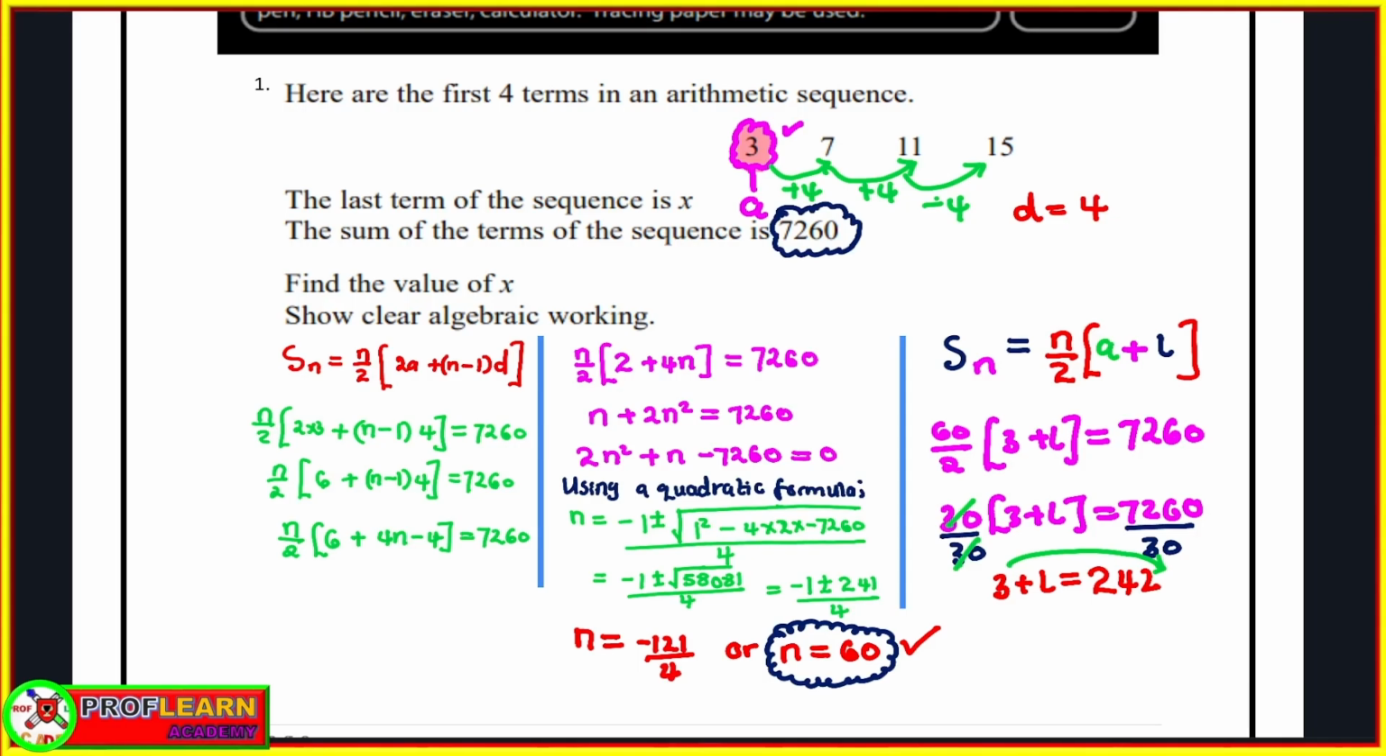Anytime you take a number to the other side of the equal sign, it has to change the sign, and this is going to translate to 239. So our L is 239, and remember our L was representing the value of x. So this is the last term, and our last term x is 239.